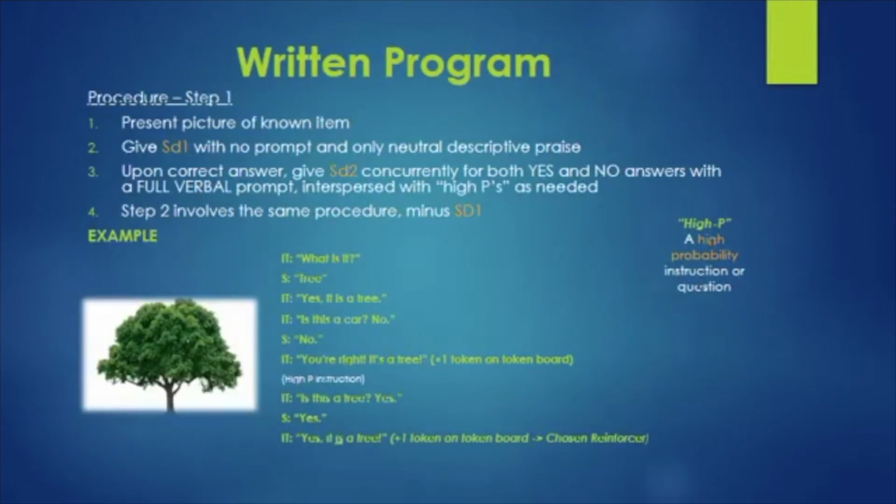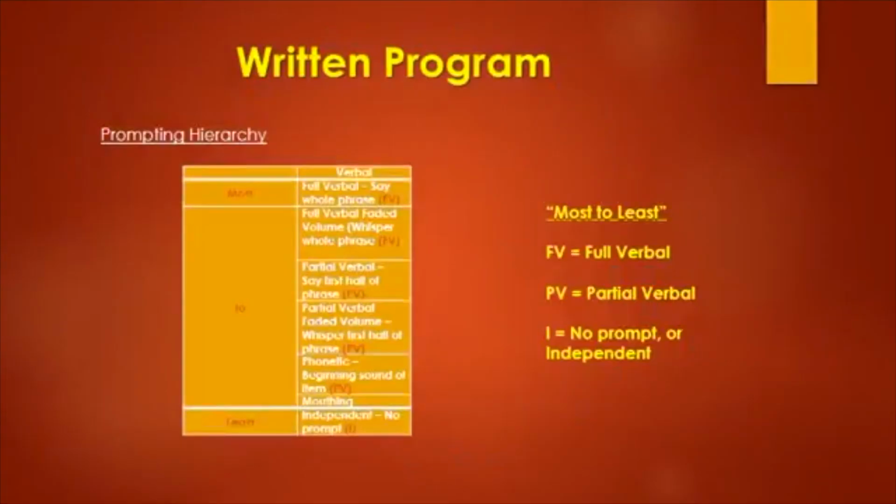Step 2 of the program will involve giving instruction 2 only, with prompting only as necessary. Prompting hierarchy will be from most to least, starting with a full verbal prompt, then partial verbal, both of which may involve saying, whispering, or mouthing the word, part of the word, or just its initial sound, and eventually moving toward independence, which involves no prompting.